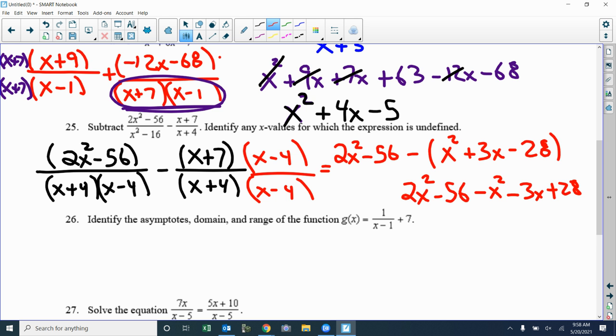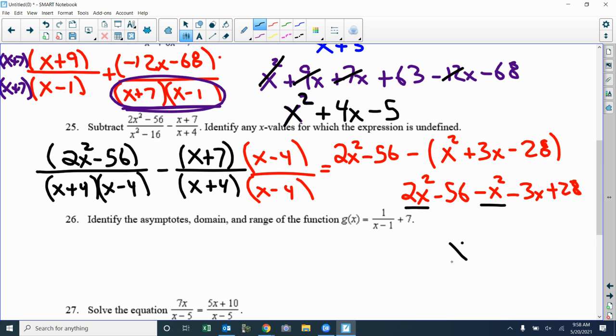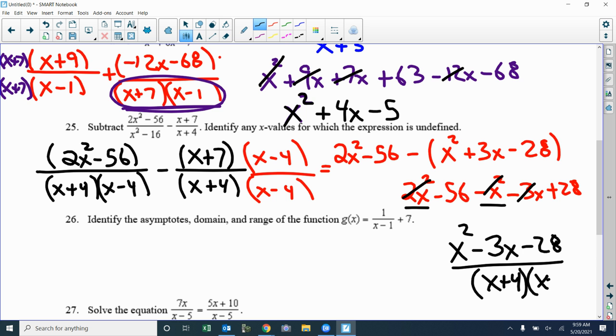All right, we're down to the final part here. 2x minus 1 will just get us x squared minus 3x, negative 56 plus 28. That's, what is that? Negative 28. And that is all over x plus 4 and x minus 4. How about that one?